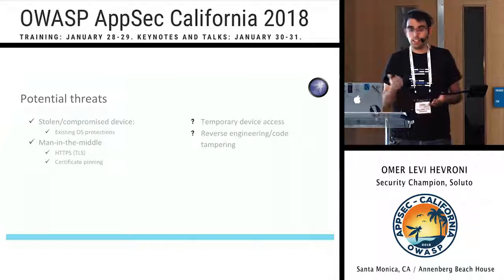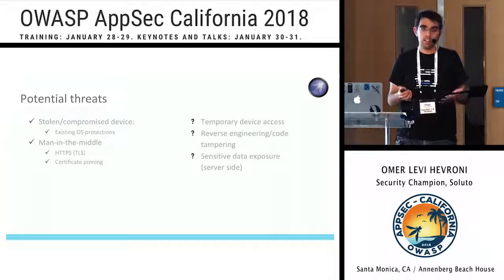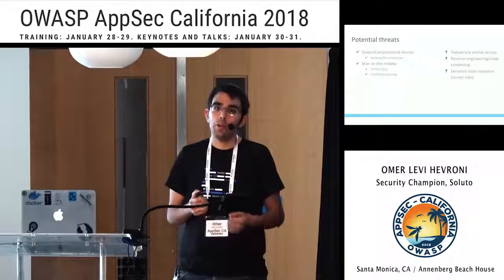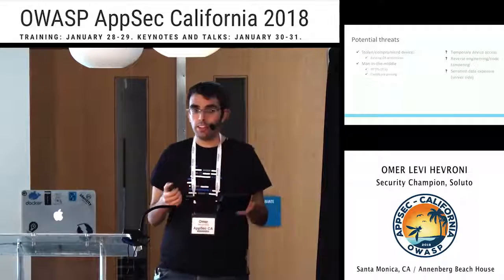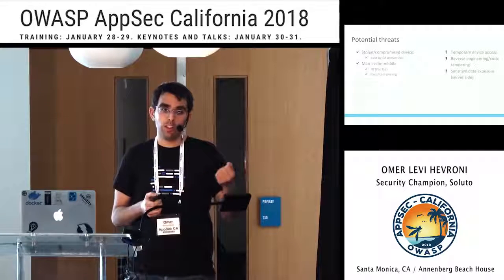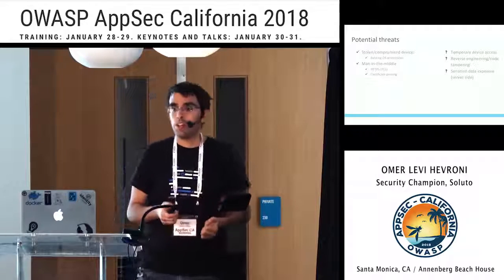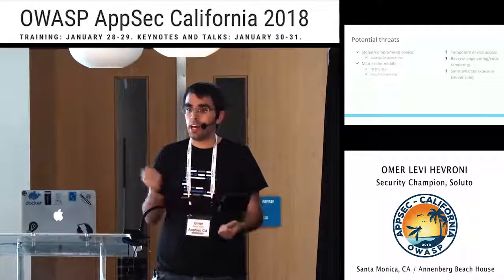The next threat is reverse engineering, which, because we are talking about mobile, is a threat that always exists. And the last one is sensitive data exposure. This is more of a server-side threat. I want to make sure that even if someone was able to breach into our server and get all the data from it, it will not help that someone start impersonating devices. So those are the threats and the requirements, and now let's see how we can fulfill them.